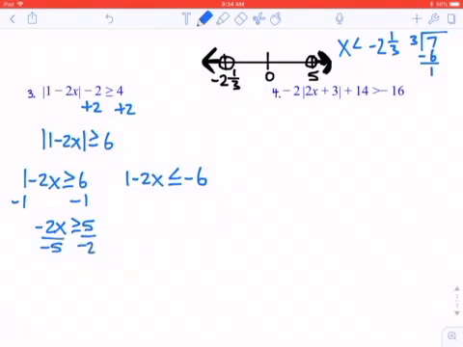Divide by negative 2. And I get, now that I've divided by a negative, my sign changes direction. I get negative 5 halves. So let's make that into a decimal this time. 5 divided by 2 is 2.5.